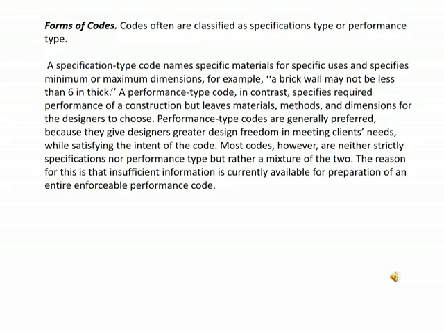While satisfying the intent of the code, most codes, however, are neither strictly specification nor performance type, but have a mixture of the two. So most of the building codes are not purely specification or purely performance. They are a mixture. So this is the important aspect.